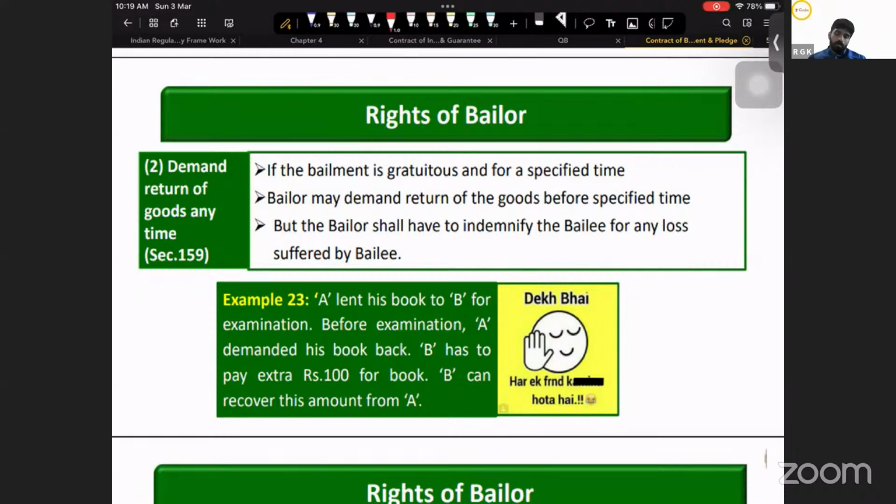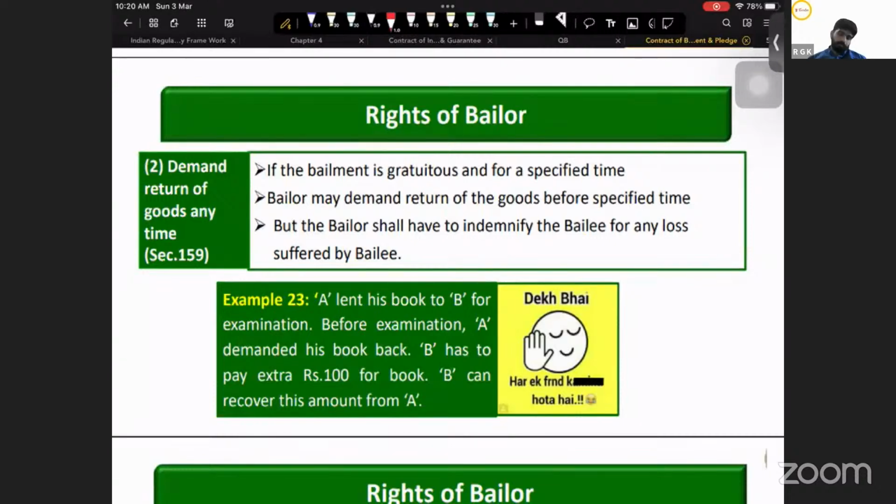A lent his book to B for examination. Before examination, A demanded his book back. B has to pay an extra 100 rupees for the book. B can recover this amount from A. So you can demand back the goods. However, if the bailee suffers any loss, you shall compensate for this.